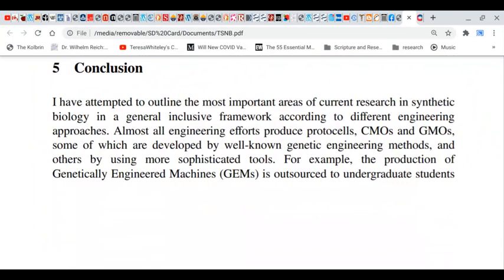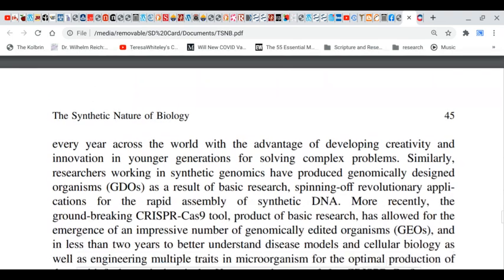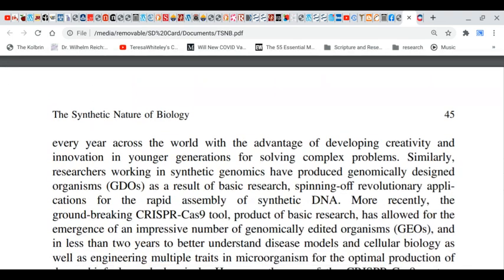Conclusion: I have attempted to outline the most important areas of current research in synthetic biology in a general, inclusive framework, including different engineers' approaches. Almost all engineering efforts produce protocells, CMOs, and GMOs, some of which are developed by well-known genetic engineering methods, and others by using more sophisticated tools. For example, the production of genetically engineered machines is outsourced to undergraduate students every year across the world, with the advantage of developing creativity and innovation by younger generations for solving complex problems.